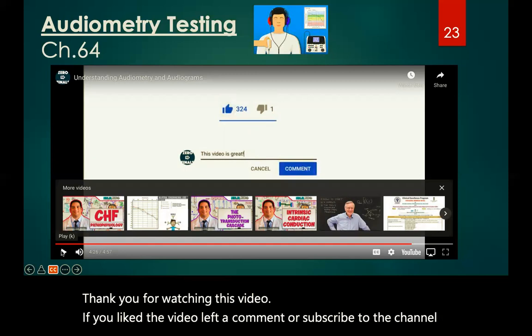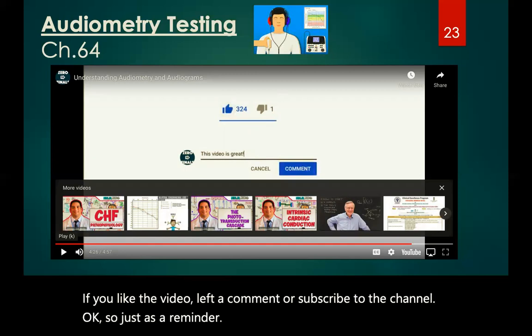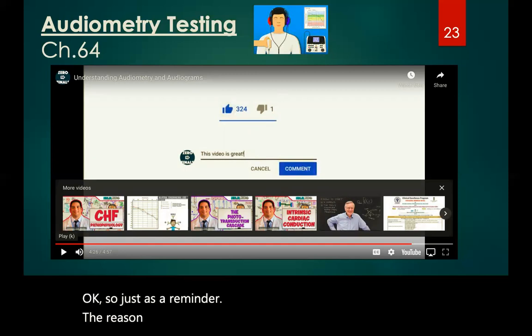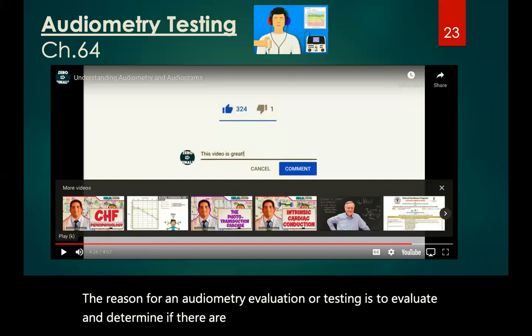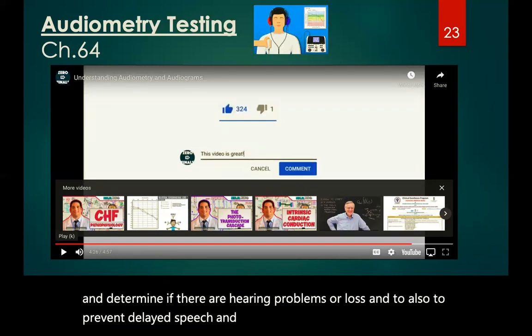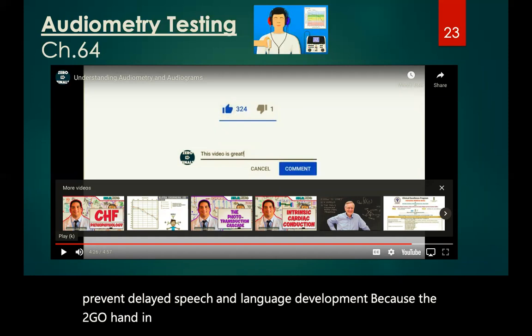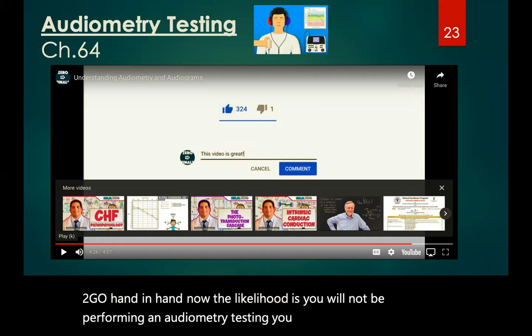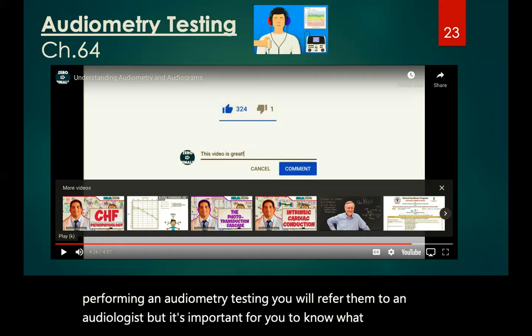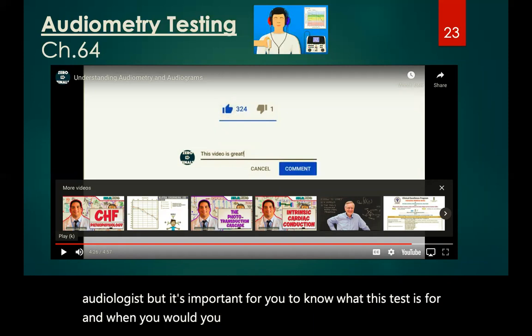Okay, so just as a reminder, the reason for an audiometry evaluation or testing is to evaluate and determine if there are hearing problems or loss, and to prevent delayed speech and language development, because the two go hand in hand. Now, the likelihood is you will not be performing an audiometry testing. You will refer them to an audiologist. But it's important for you to know what this test is for and what indications you would need to use it for.